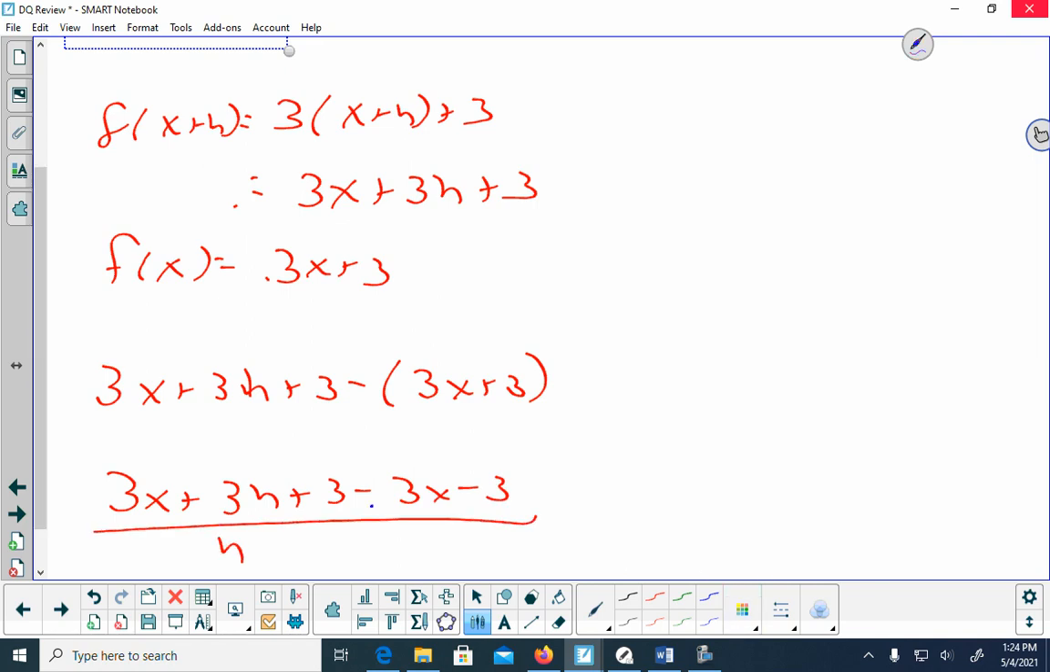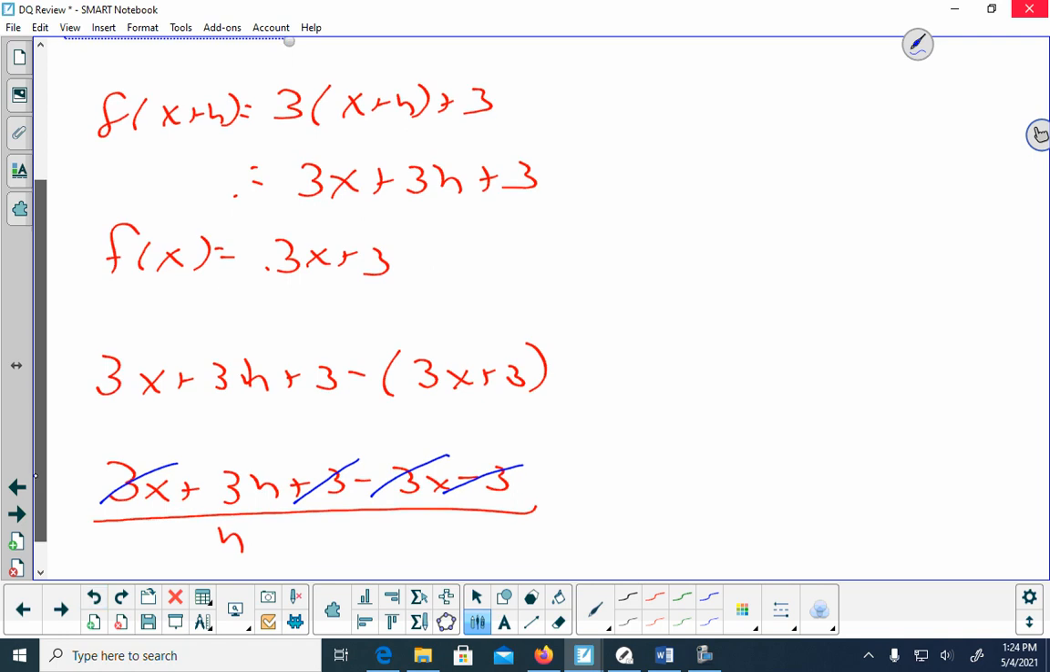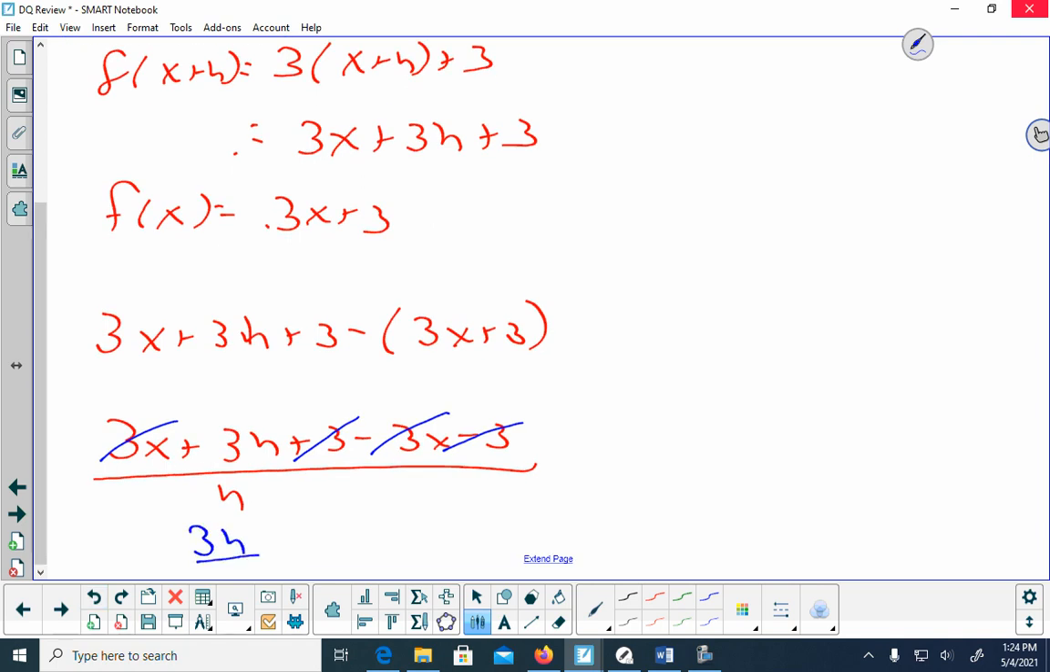The negative 3x and positive 3x will equal 0. And then the 3 and the negative 3 will equal 0. I'm left with 3h over h. The h's simplify, and my final answer is 3.